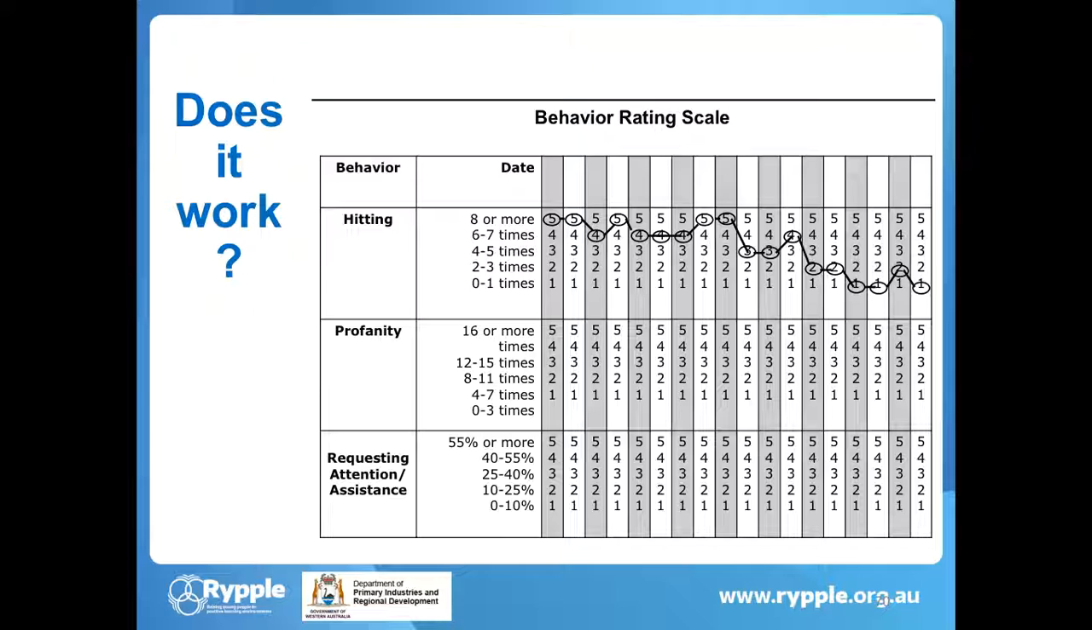So we want to have some sort of a way of tracking and measuring: is this working? Is this getting the results that we want for the children that we're supporting? So consider for a minute, what could you use as your behaviour frequency scale? How could you collect that data to determine whether our intervention plan is actually working?